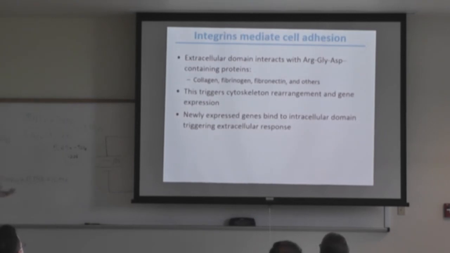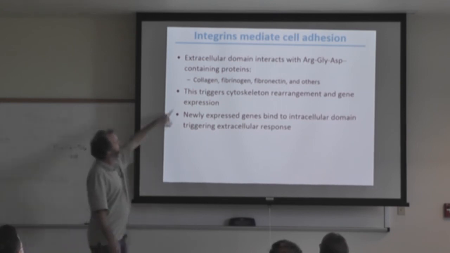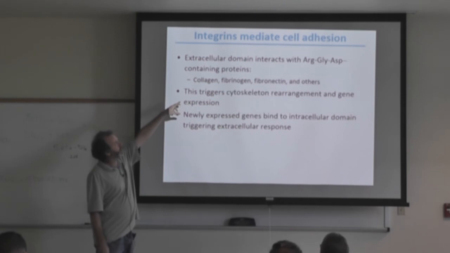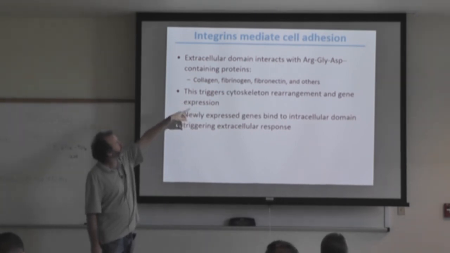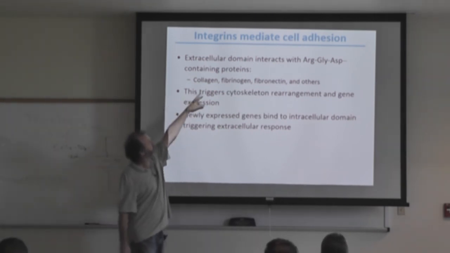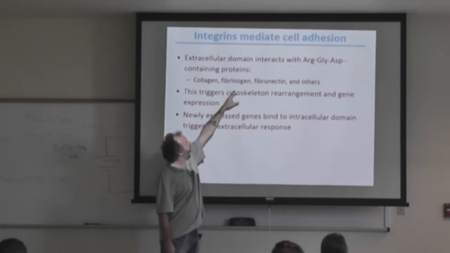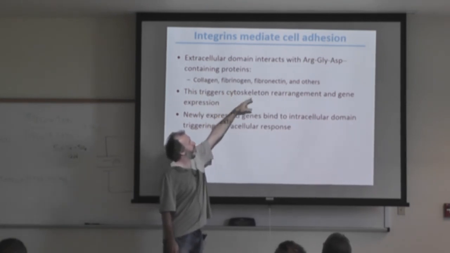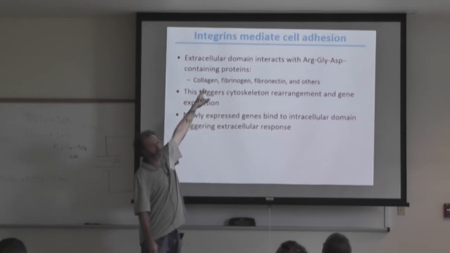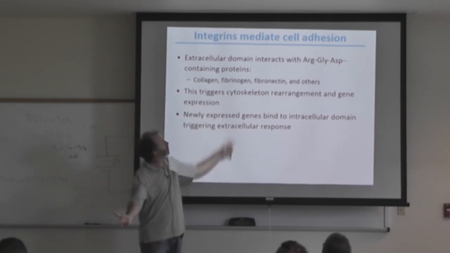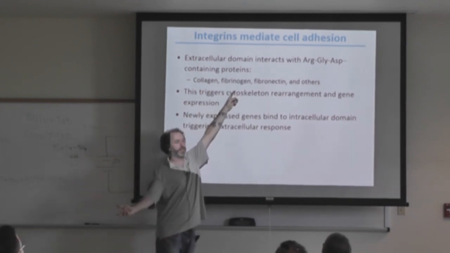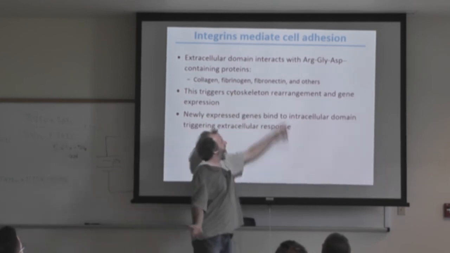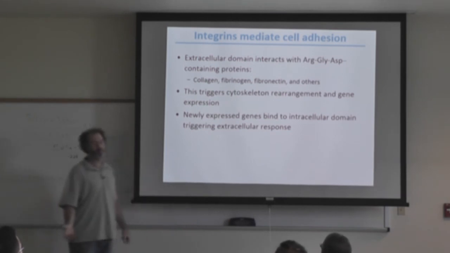And then we have our extracellular signaling, such as the integrins that mediate cell adhesion. You have this extracellular domain that interacts with arginine, glycine, aspartic acid containing proteins, and it'll interact with collagen, fibrinogen, fibronectin, and others. So collagen's involved with the extracellular matrix. Where do we get fibrinogen? Yeah, formation of clots, right? Same thing with fibronectin, right? And that has to do with clot formation.